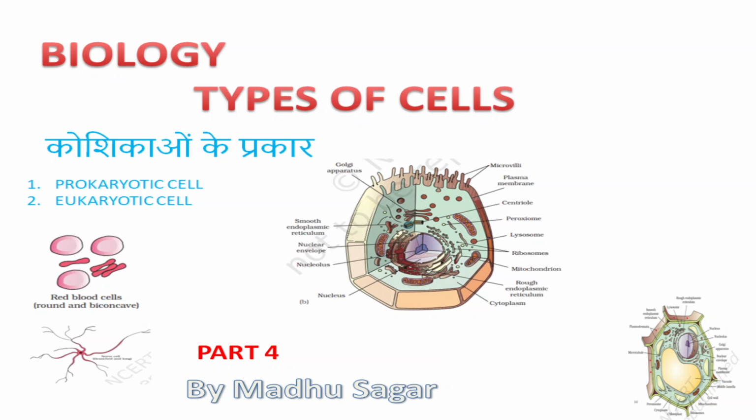Hey everyone, in the last class we discussed the prokaryotic cell, but now we are going to talk about the other type of cell, and this is the eukaryotic cell. Eukaryotic cell means the cell has a defined nucleus with a nuclear membrane.